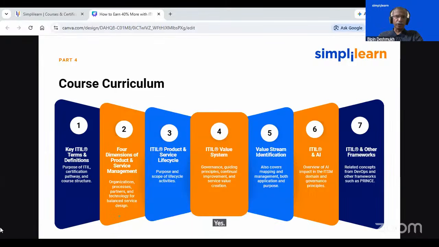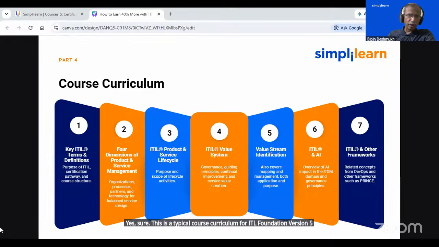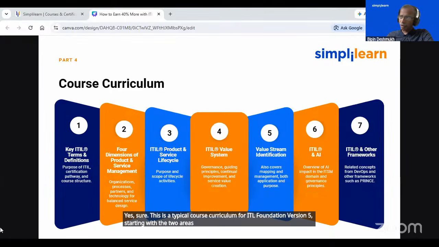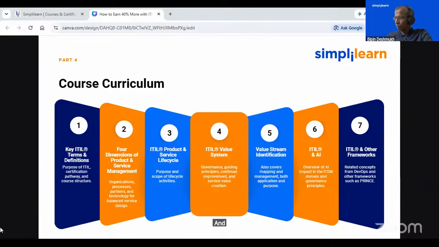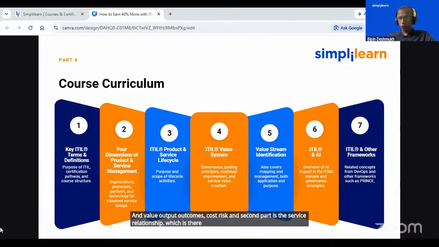Yes, sure. So this is a typical course curriculum for ITIL Foundation version 5, starting with the two areas of key concepts where we cover the concepts related to product services, service offerings, and value, output, outcomes, cost, risk, and the second part is the service relationship, which is a part of chapter 1 itself. Two areas of key concept. One is the products and services, and next is the relationship.